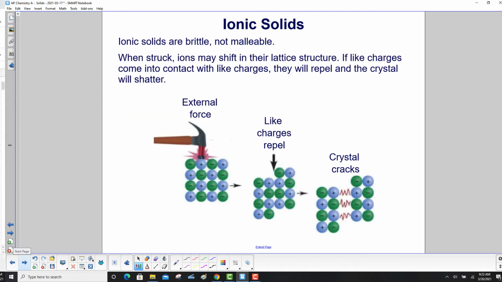Ionic solids are brittle, not malleable. When struck by an external force here, ions may shift in their lattice structure. If like charges come into contact with like charges, they will repel, and the crystal will shatter or crack.